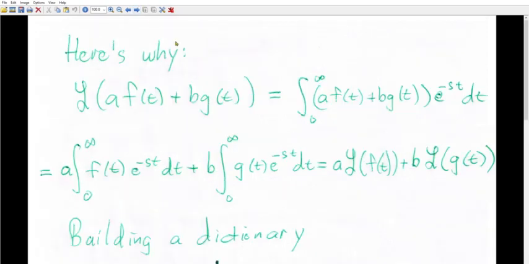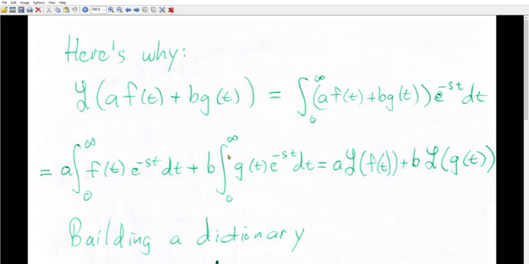And the reason this is true is you just write this down, and this thing goes into the integral. And now all we use are properties of integrals, which is you can multiply this thing out, you can factor constants out, and you can break up sums of functions as integrals of the sums. So what happens here is we get the integral of a f of t e to the minus st plus b g of t e to the minus st dt, both from 0 to infinity, standard properties of integrals.